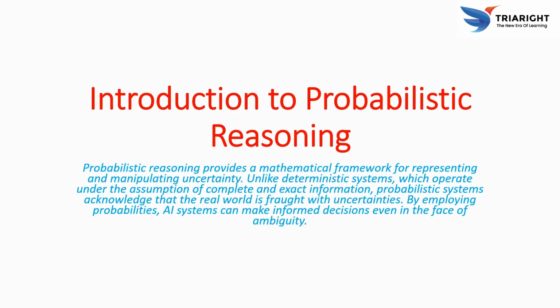precisely. Okay. So here, probabilistic systems, on the other hand, recognize that the real world is fraught with uncertainty and do not expect perfect information. Okay. So here we have one more concept, that is making informed decisions with ambiguity, right? By using probabilities, AI systems that employ probabilistic reasoning can make informed decisions even in the face of ambiguity, and this means they can still function and make sensible choices even when information is unclear, incomplete, or conflicting.